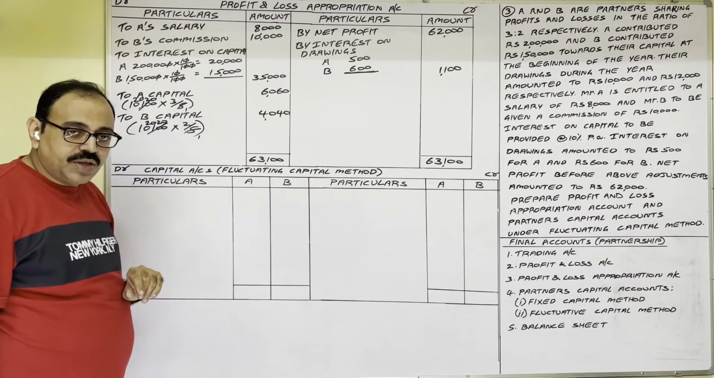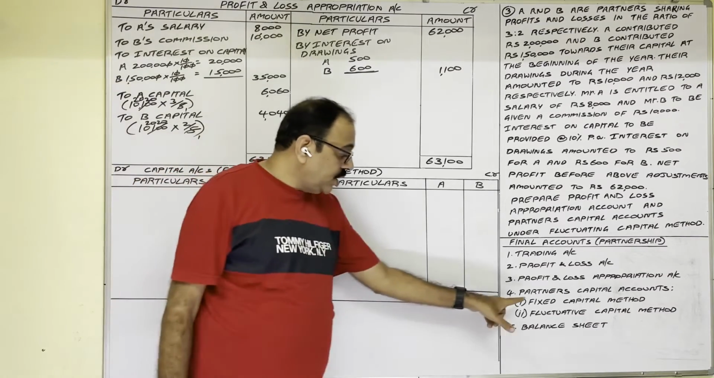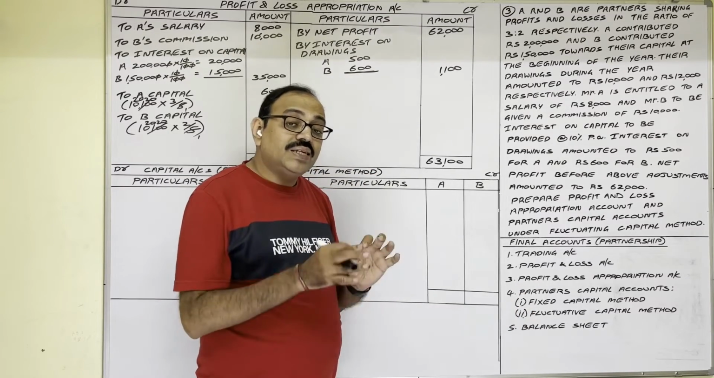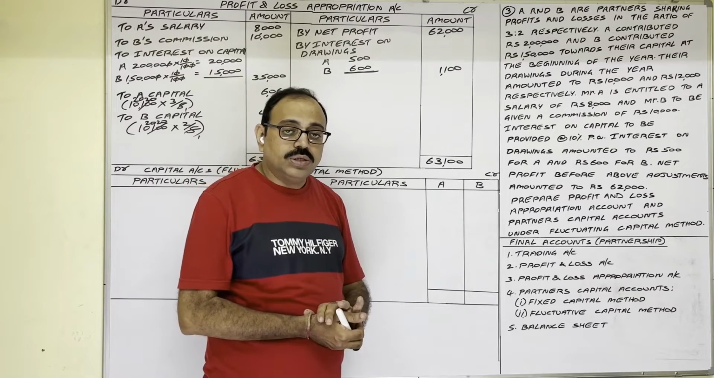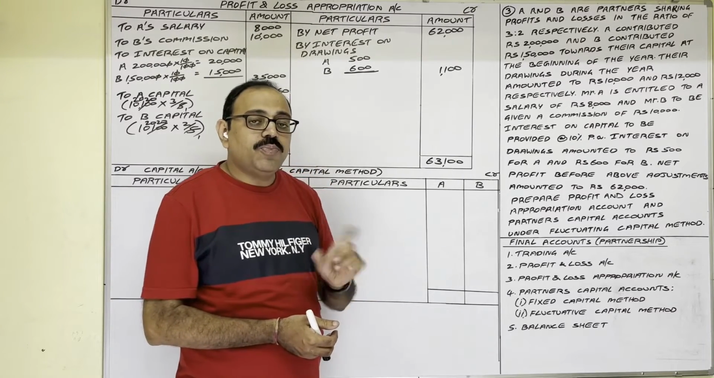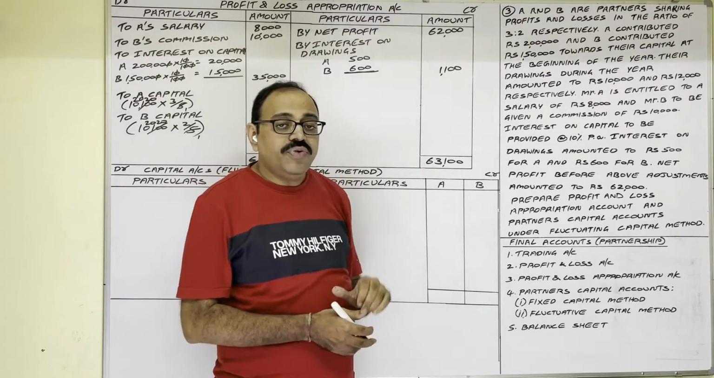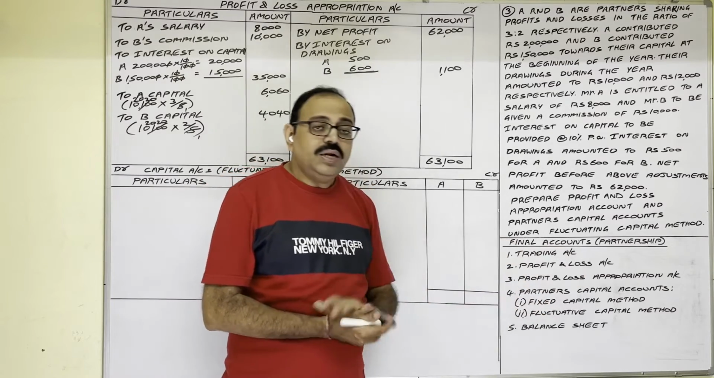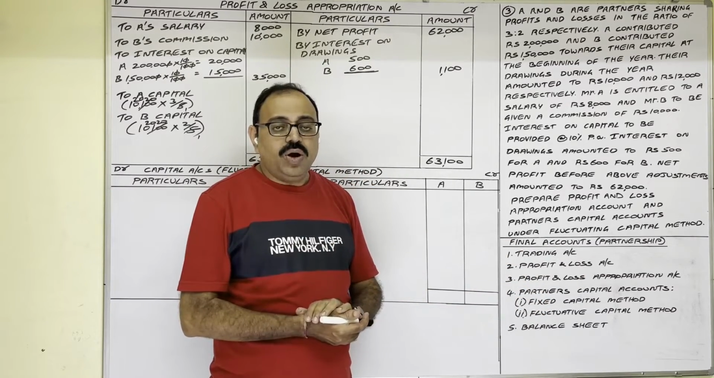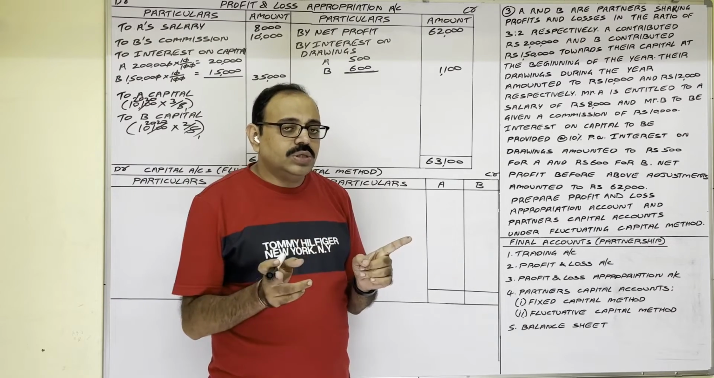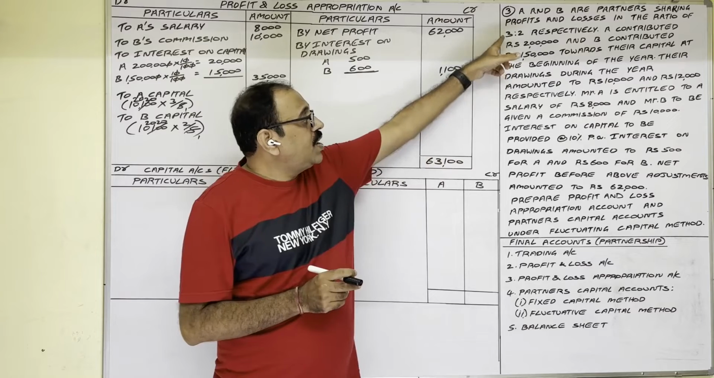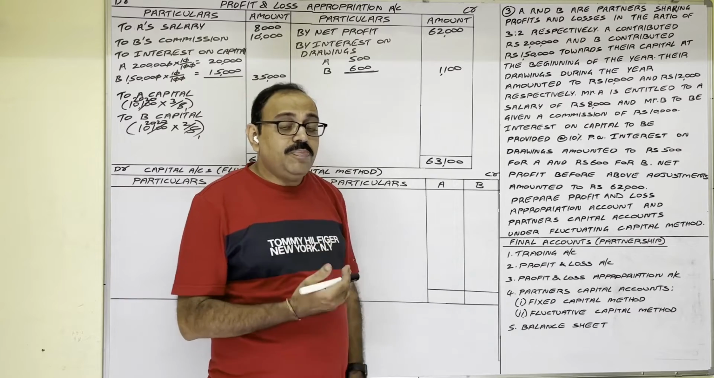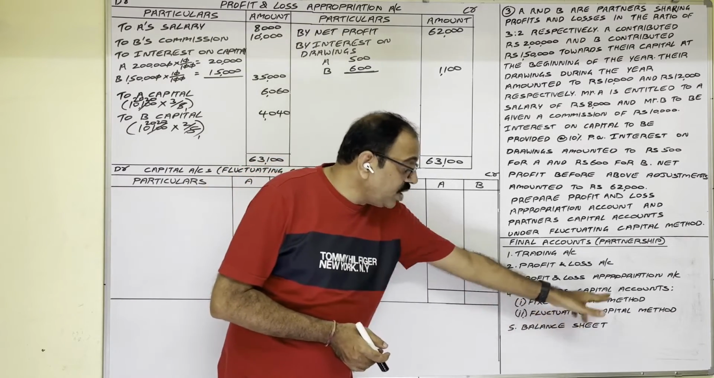Debit side, credit side. To prepare capital accounts, two methods are there now. Fixed capital method, fluctuating capital method. When the firm follows the fixed capital method to prepare capital accounts, suppose partners are sharing profits and losses in the ratio of their capitals. In this case, they follow the fixed capital method, because every year opening and closing capital should be the same. Suppose they are not following the capital ratio, another ratio they are following. In this case, they may prepare capital accounts under the fluctuating capital method.